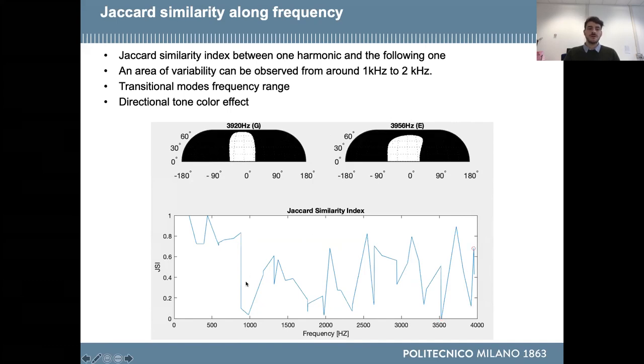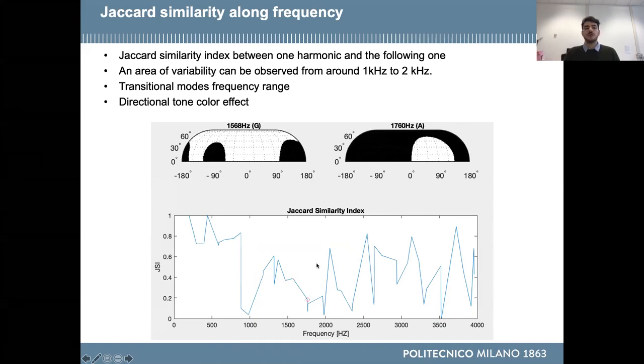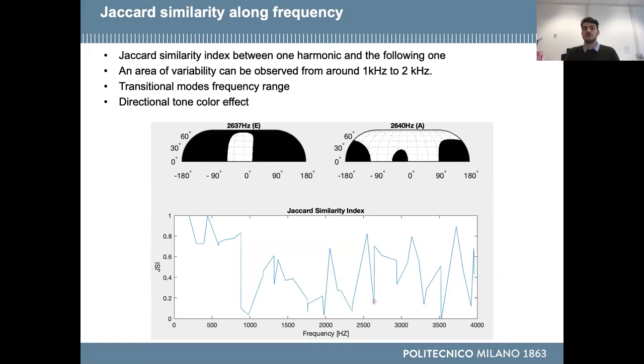You will notice that up to 800 Hertz, the Jaccard similarity is rather high. Then it decreases in the frequency range between 1 kHz and 2.5 kHz, which corresponds more or less to the transitional mode frequency. So we expect the patterns to vary, and so also the principal radiation regions. At higher frequencies, we have a higher variability, which is also given when the regions decrease in size and tend to be far one from the other.